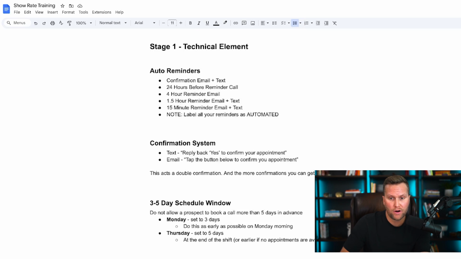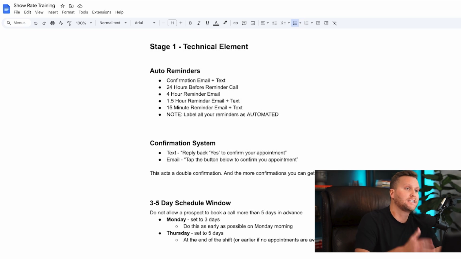So on Monday, we recommend that it's as early as Monday as possible, Monday AM, as soon as you clock in, or as soon as whoever is setting the calendar up for you clocks in. You can even do it Sunday night. But Monday, the idea is to set it to 3 days. So Monday is going to count as one day, Tuesday and Wednesday. So they have 2 days to be able to book an appointment.